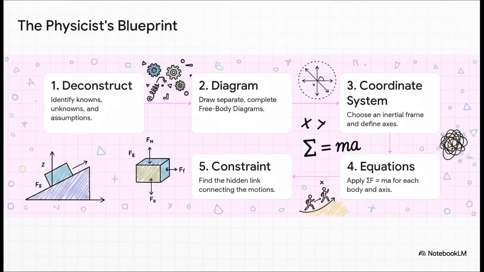So let's just step back and look at the blueprint we used, because this is what you should take away for any problem. First, we deconstructed it. Then we drew our free body diagrams like our lives depended on it. We picked a smart coordinate system, we wrote our F equals ma equations, and then, the secret sauce for this one, we hunted down that kinematic constraint.